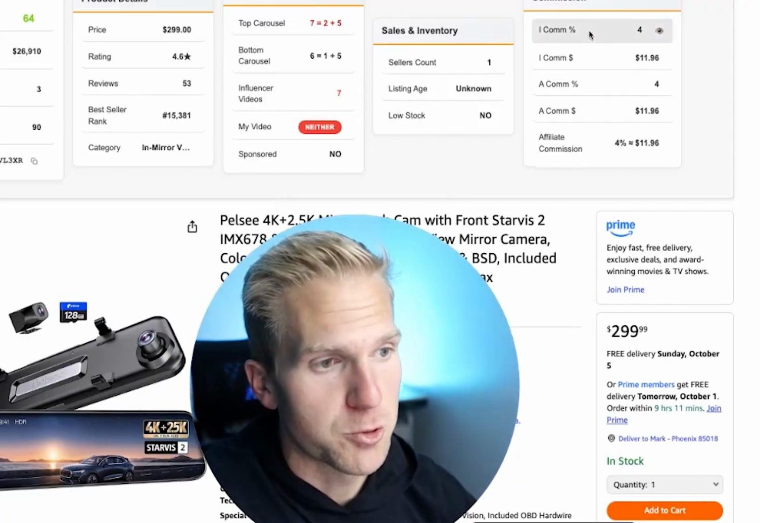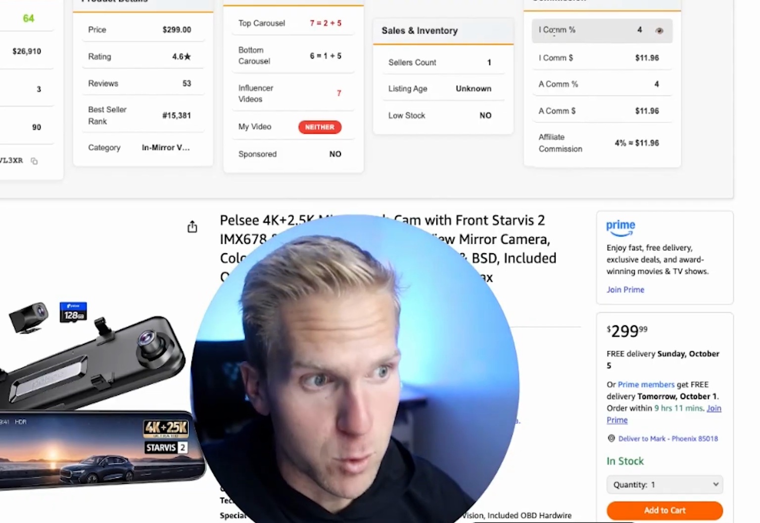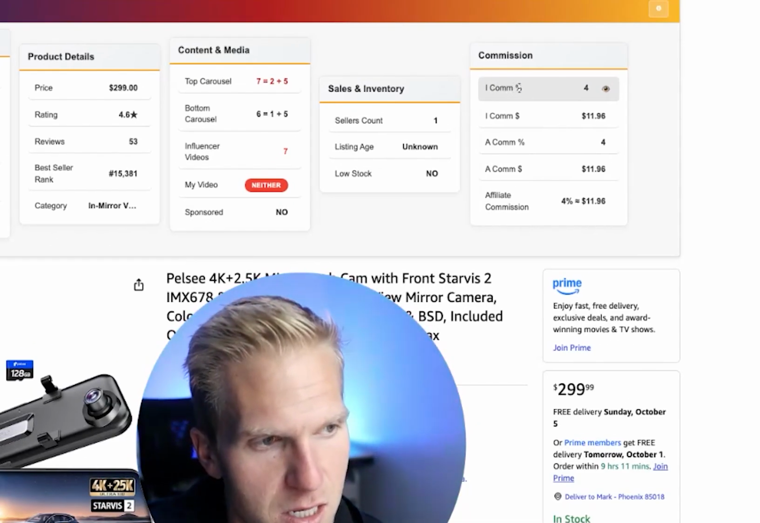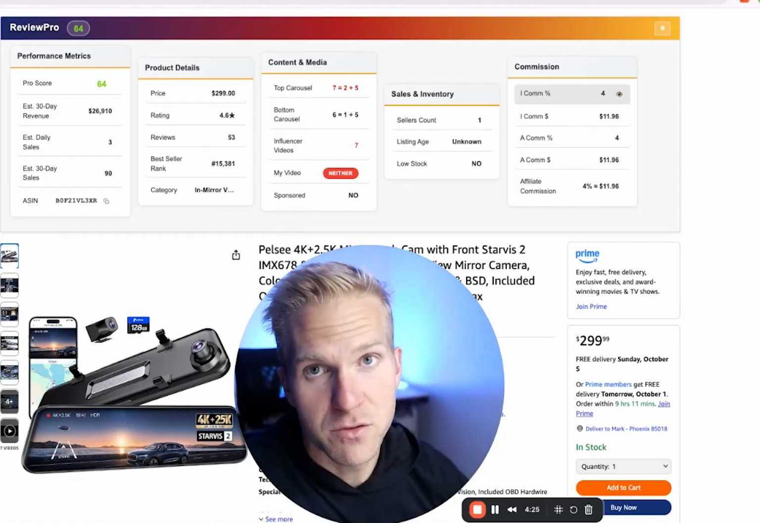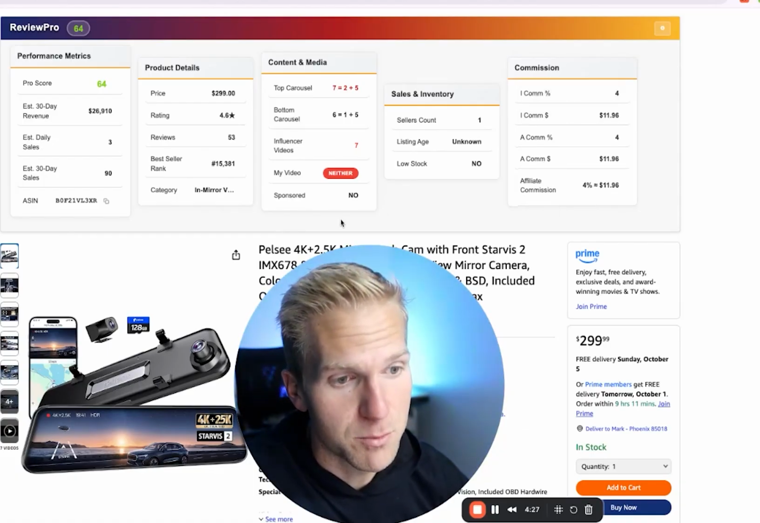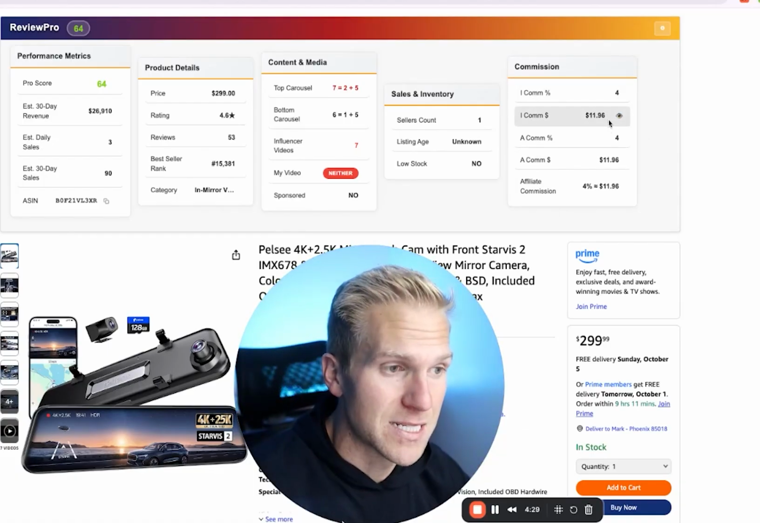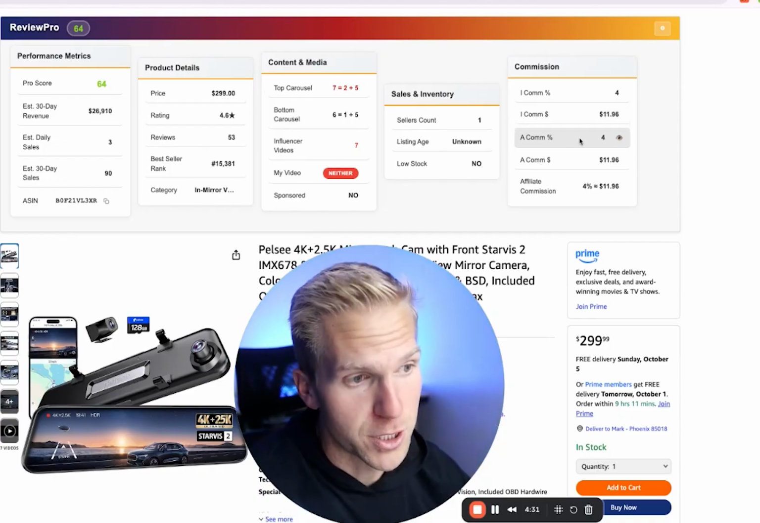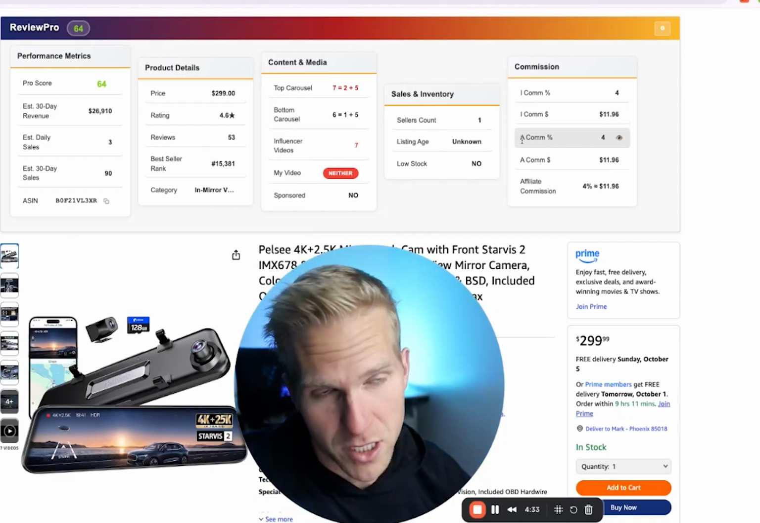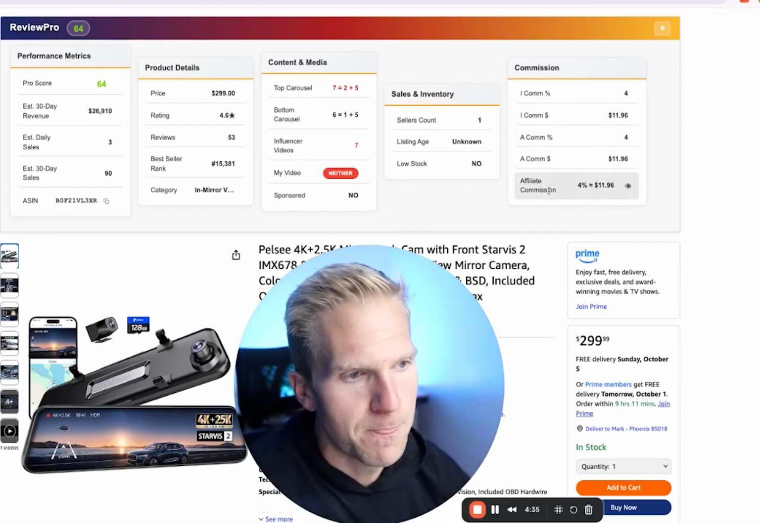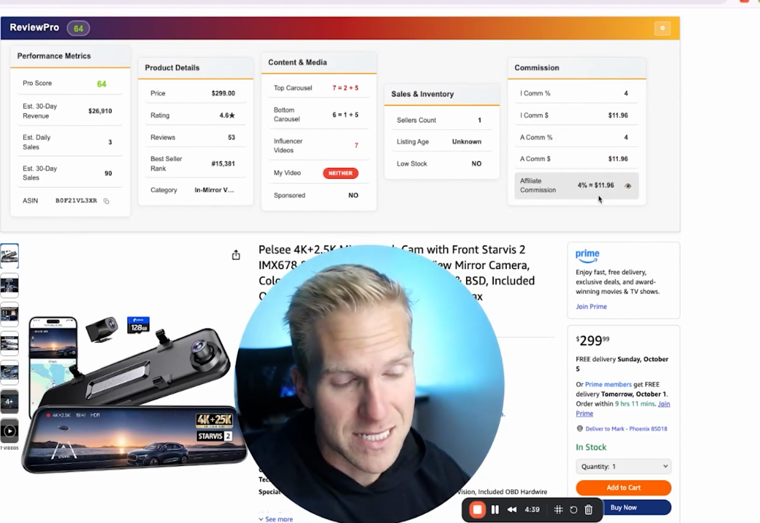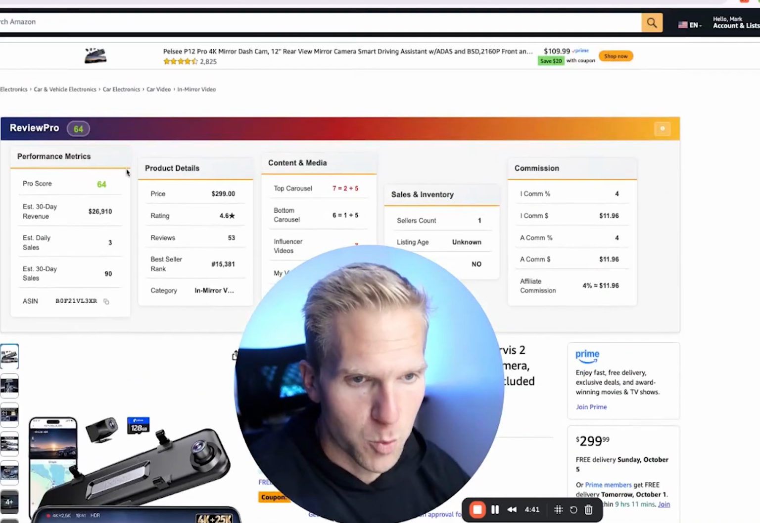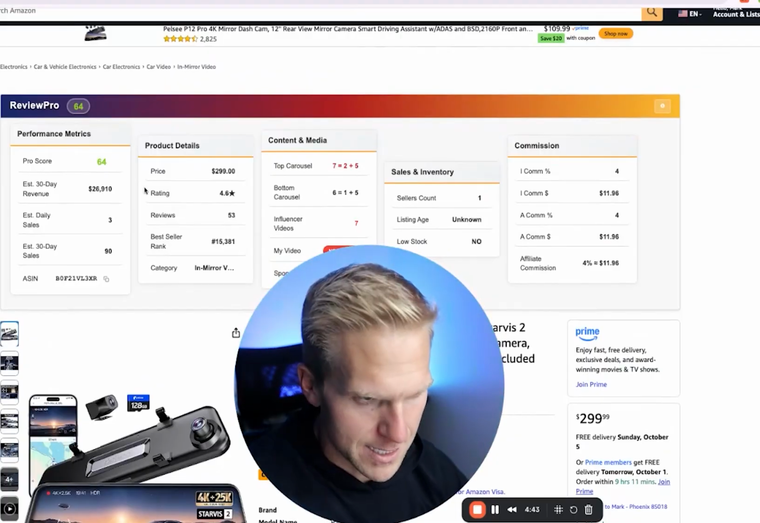Then we have the commission structure. The I is for Amazon influencers, the percentage commission. That's the percentage of the product price. So 4% of the product price, it's going to be $11.96 per commission, which is really, really good. And then the Amazon associate commission structure, usually it's the same. And then overall affiliate commission structure is $11.96. So those are what all of the indicators mean.